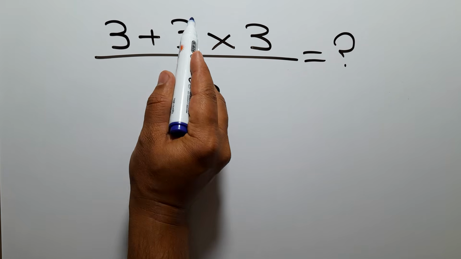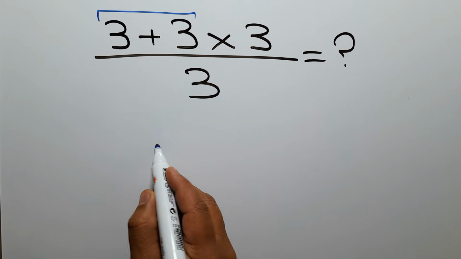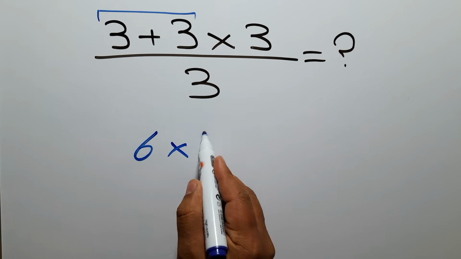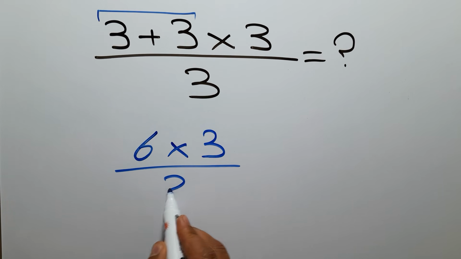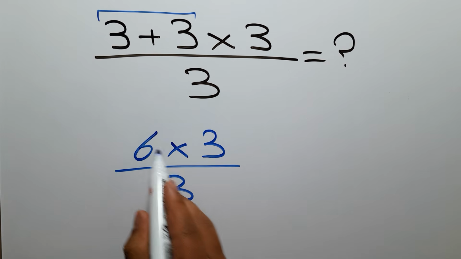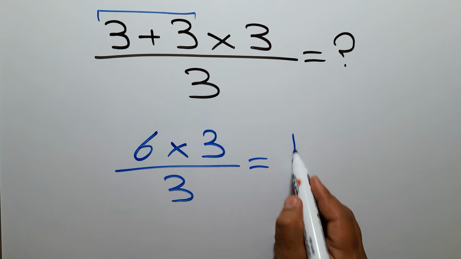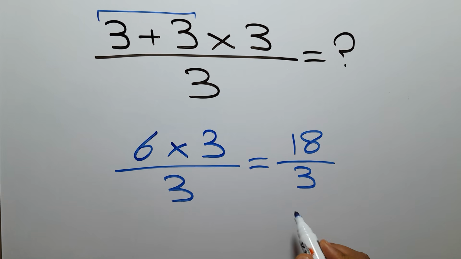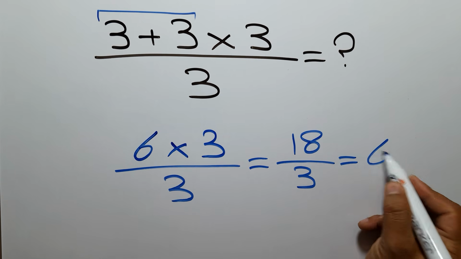3 plus 3 gives us 6. So we have 6 times 3 over 3. Okay, 6 times 3 gives us 18. So we have 18 over 3, which equals 6.